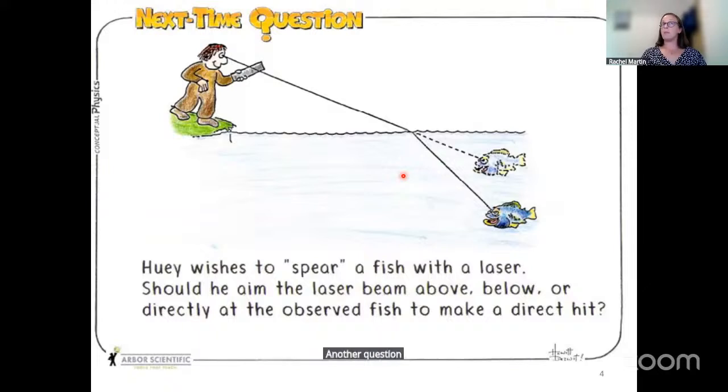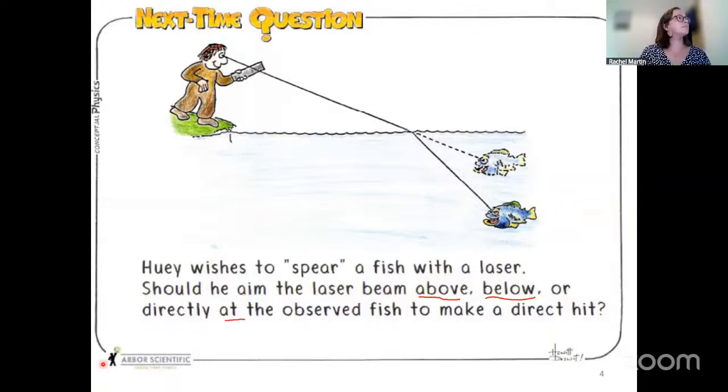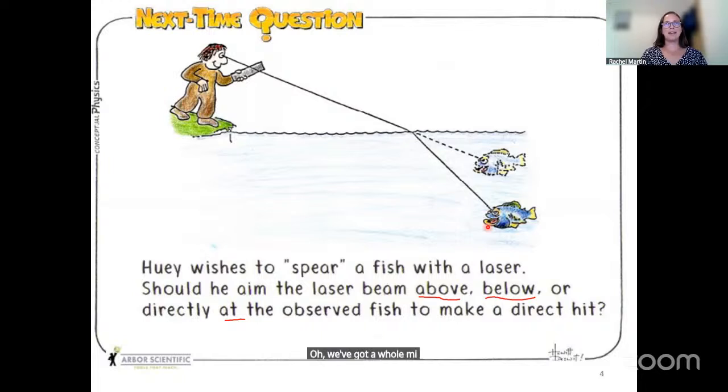Another question, but read it carefully. In the chat, you could put your answer as above, below, or at. Okay, I'll underline those options, but read it really carefully. And then read it really carefully, because you might have seen questions like this before. Oh, we've got a whole mixture of answers. That's why I like this question.